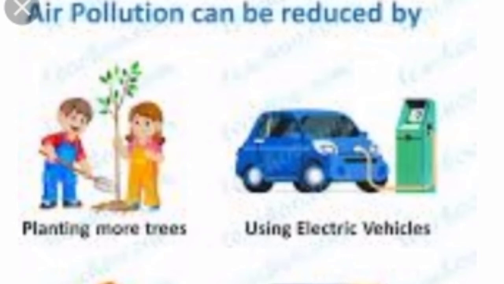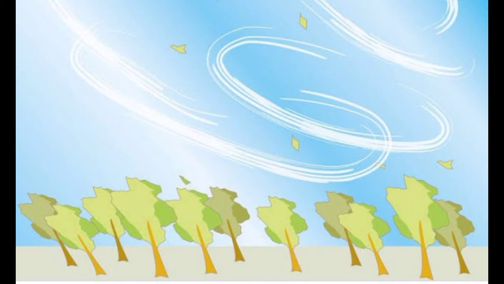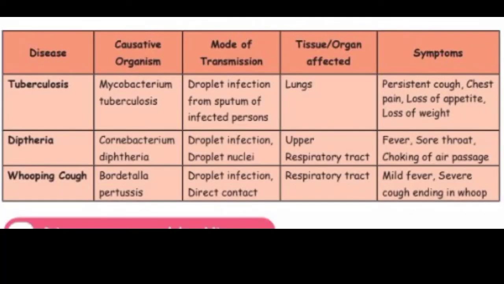How do we prevent air pollution? By reducing the usage of fossil fuels and using renewable energy resources. We need to reduce our usage. Switch off fans and lights when you are not using them. CFL bulbs consume less electricity. Planting more trees can reduce the amount of carbon dioxide in the atmosphere.